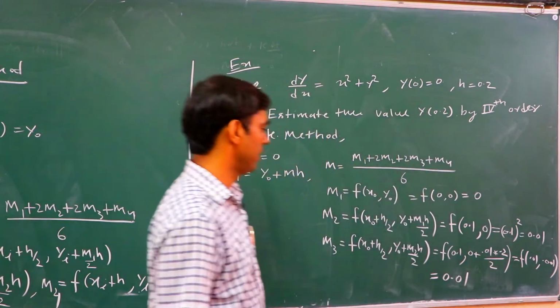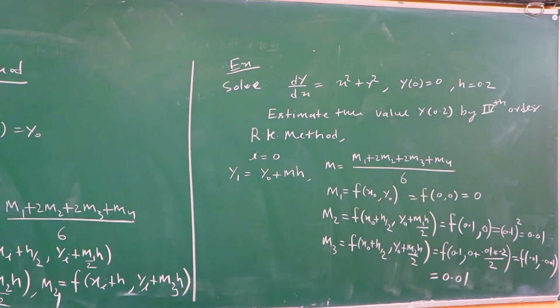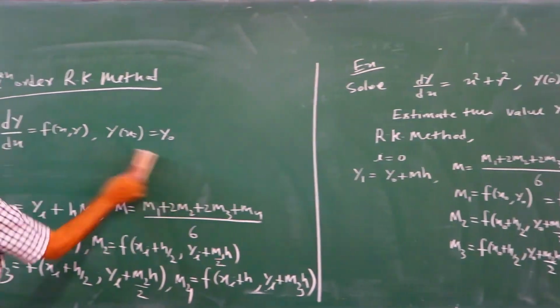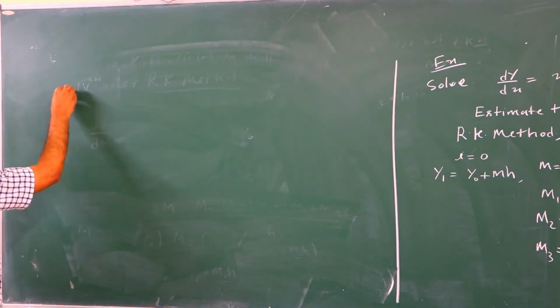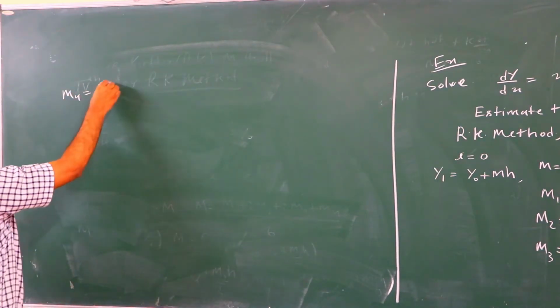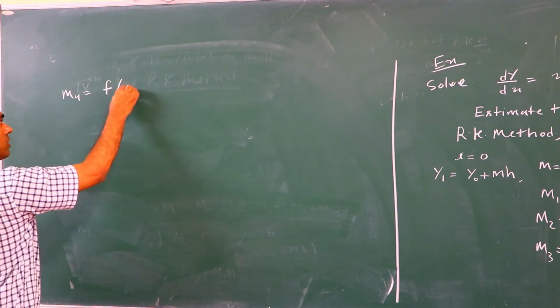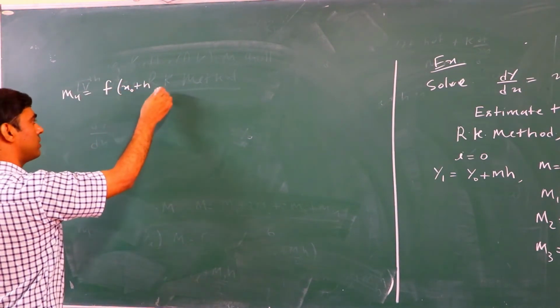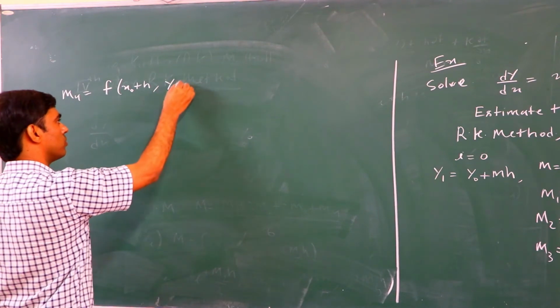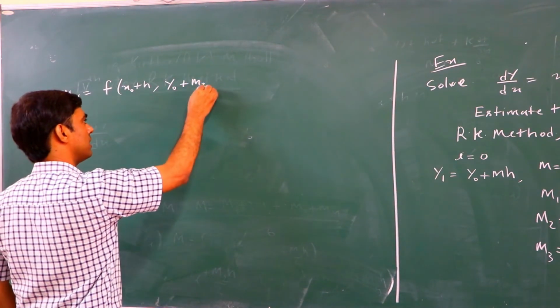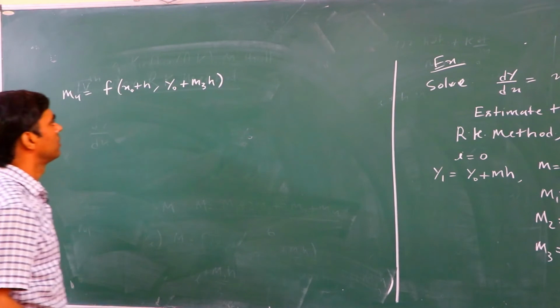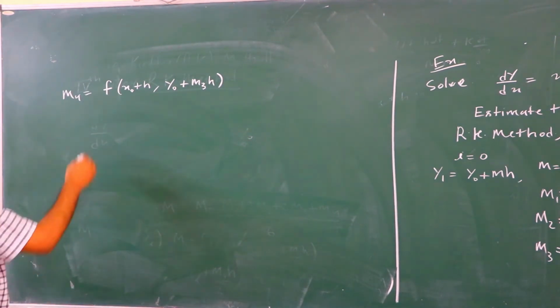Now what is the value of m4? How do we find the value of m4? m4 becomes f of x0 plus h and y0 plus m3h. So what is the value for this one?